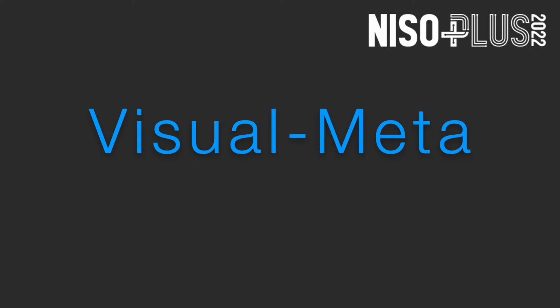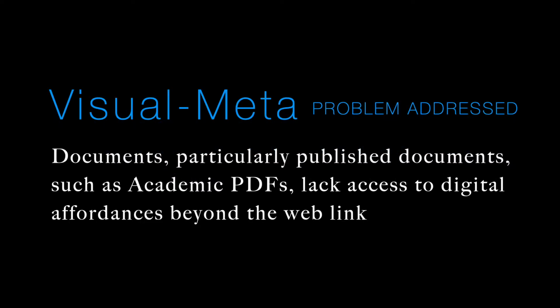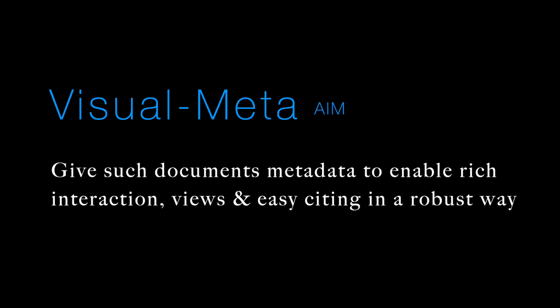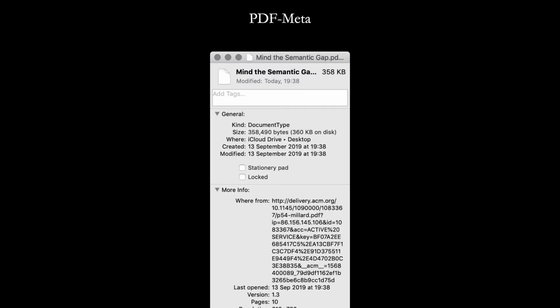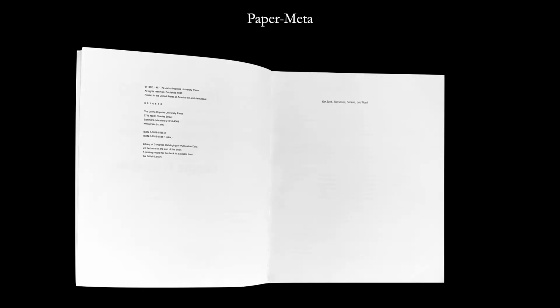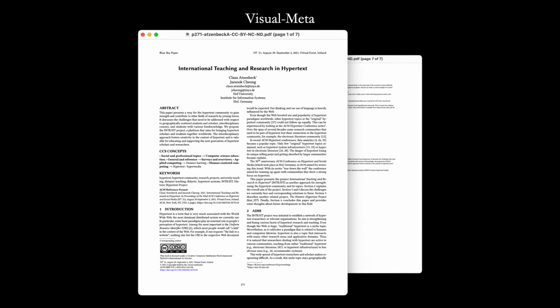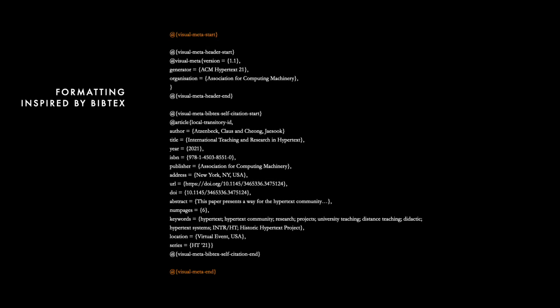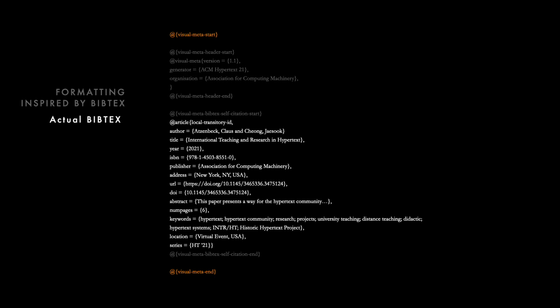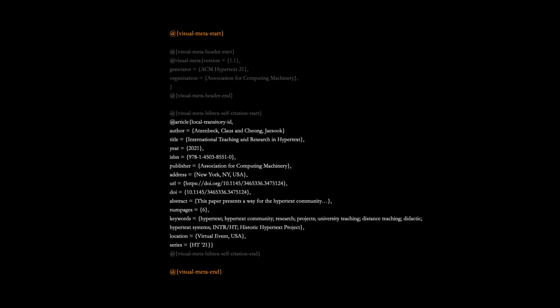Right, so this is where I am with the presentation. The problem addressed, the aim, and the approach is of course what we always talk about, and how it's inspired by the book. There's nothing in PDF. And then we go to Hypertext 21, and this is where we first introduce Visual-Meta, saying the formatting is inspired by BibTeX, and this bit is actual BibTeX.